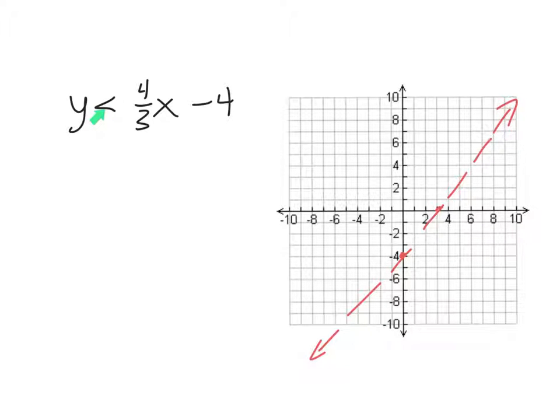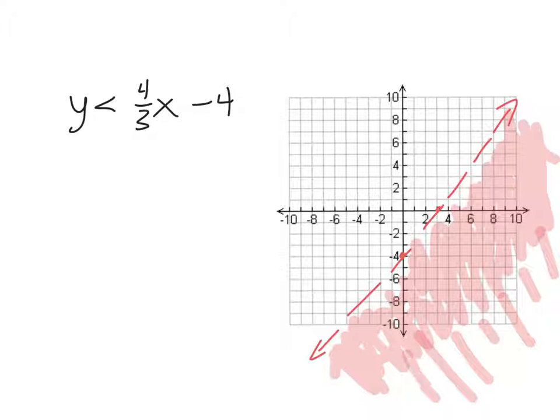this tells me to shade below the line. So that's going to be over on this side, below the line. Okay? So that's my answer. And your shading doesn't have to be super perfect, but it should indicate, so what that means is all the points in that shaded region would make a true statement for my initial inequality.